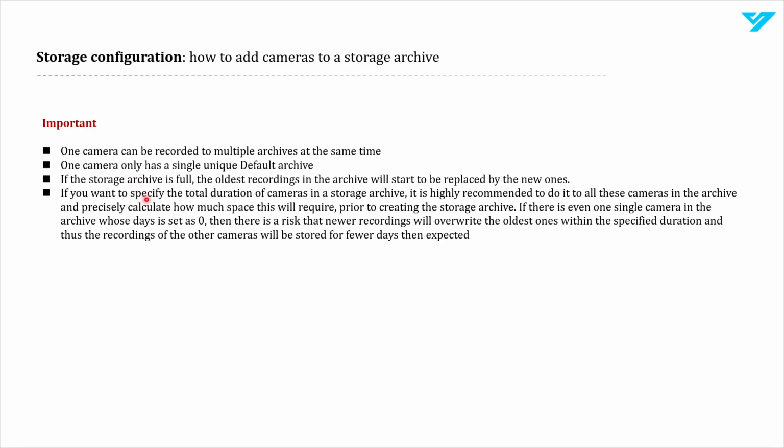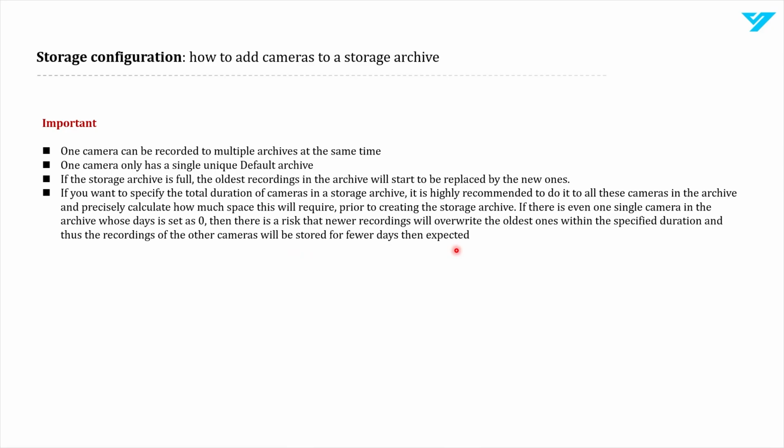Therefore, if you want to specify the total duration of cameras in a storage archive, it is highly recommended to do it for all those cameras in the archive and precisely calculate how much space this will require prior to creating the storage archive. If there is even one single camera in the archive whose days is set as 0, which means unlimited, then there is a risk that newer recordings will overwrite the oldest ones within the specified duration, and thus the recordings of the other cameras will be stored for fewer days than expected.